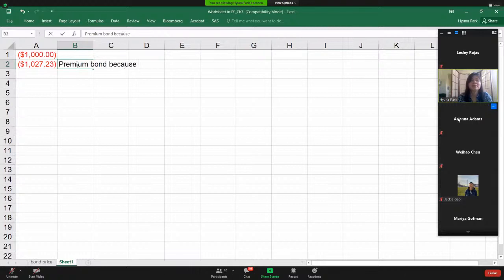Because the yield to maturity is less than the coupon rate. So the coupon rate is higher than the market rate. And the other bond is trading at par because yield to maturity and the coupon rate are the same.